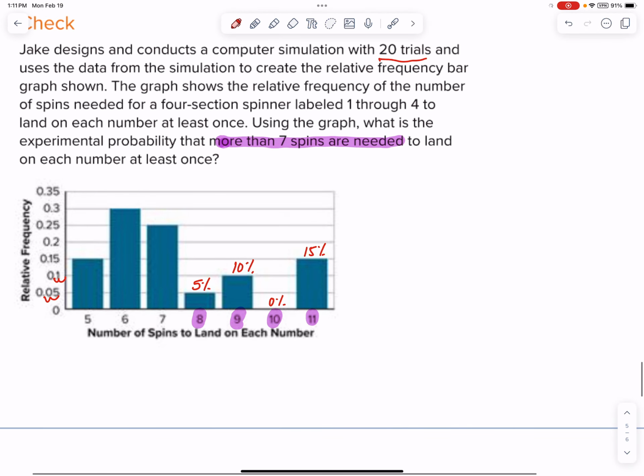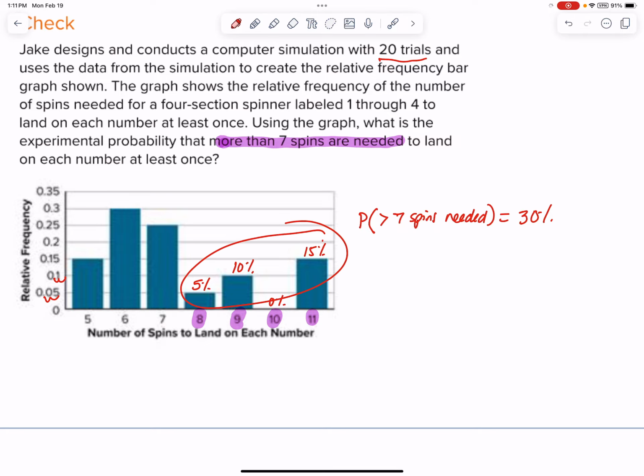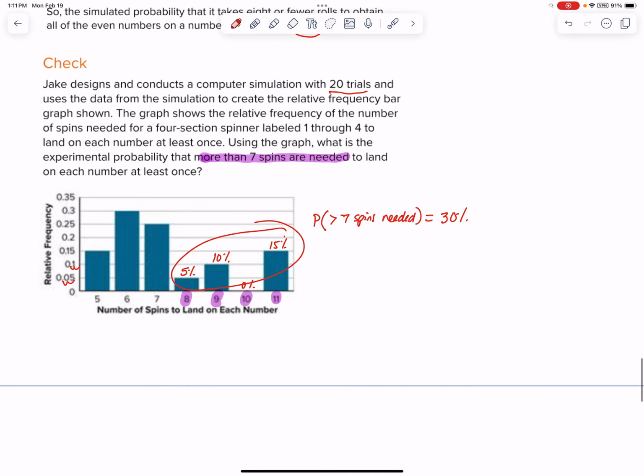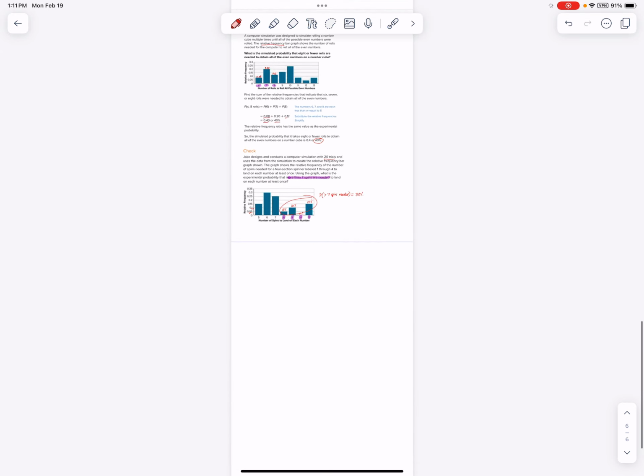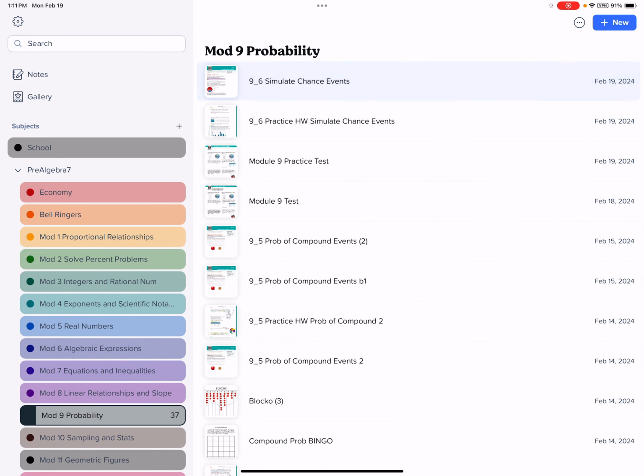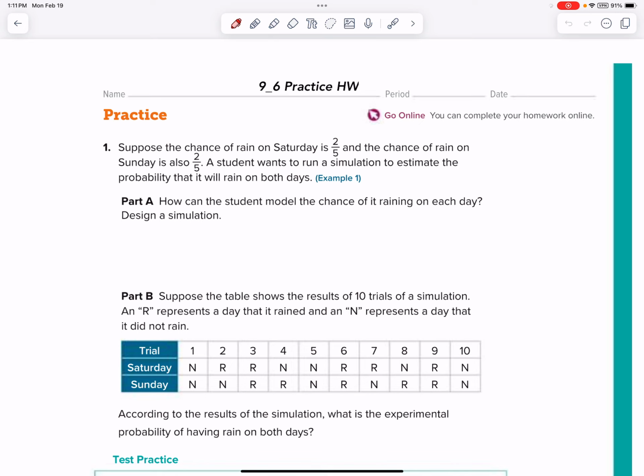So the probability of, let's use inequality symbols, greater than 7 spins needed equals, so we have 10, 15, 15, 15 is 30%. We're just adding up all those numbers, okay? All right, so there we go with that one. And guess what? That's it. So let's head to the practice and homework and take a look at what we have here.